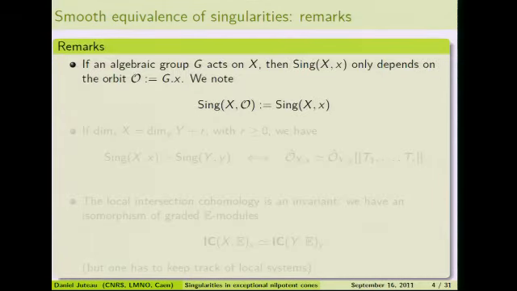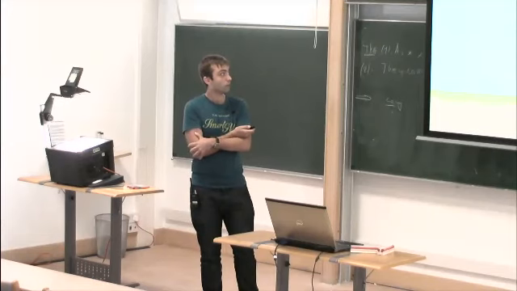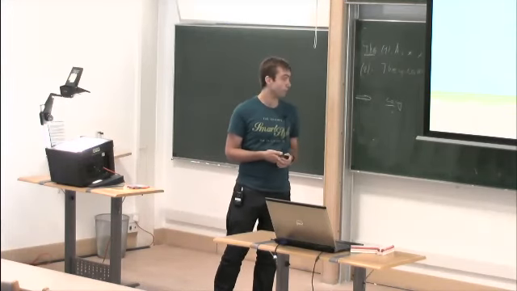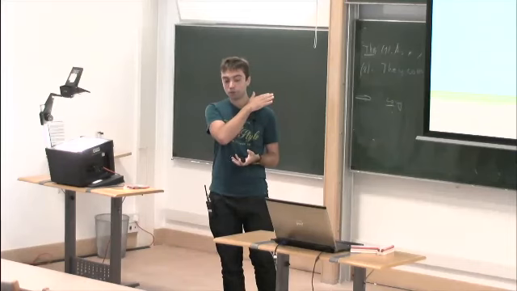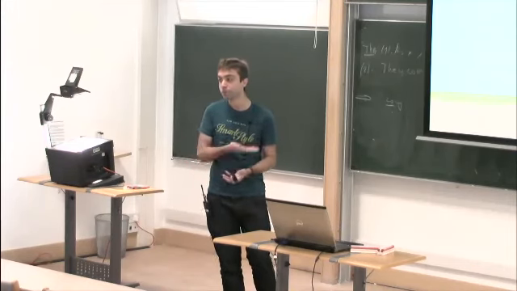So first, if you have an algebraic group acting, which will be the case here, it only depends on the orbits of the point you are looking at. So it's convenient to write the singularity of X along an orbit, O, so at any point in the orbit. And so this smooth equivalence doesn't preserve the codimension. So the idea is that if you have a product locally of something smooth by something singular, you are not interested in the smooth part.